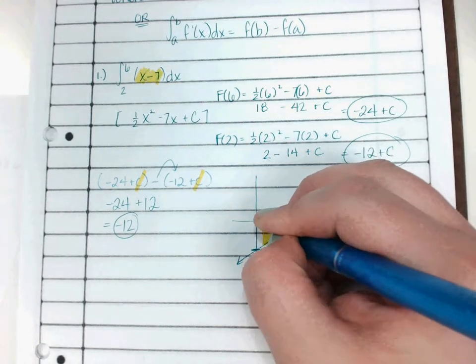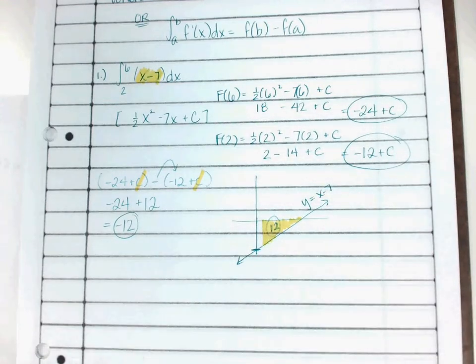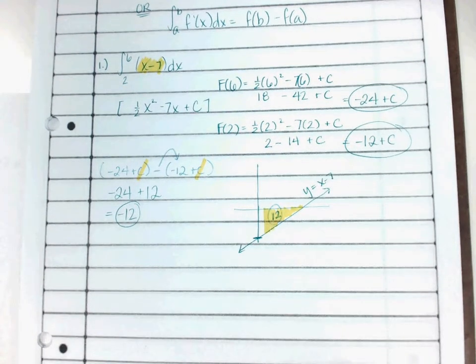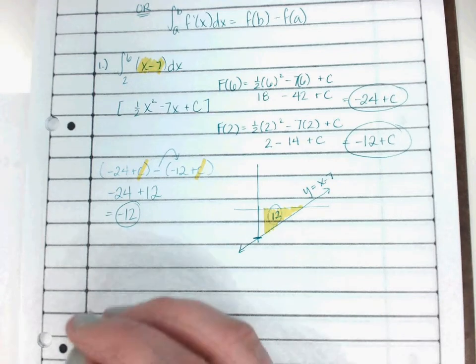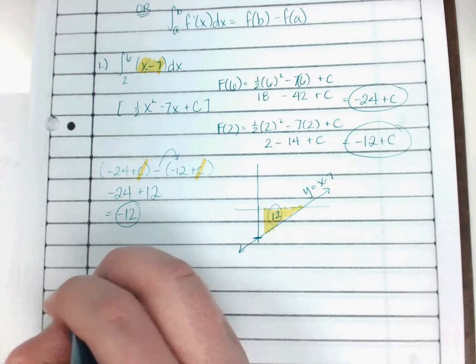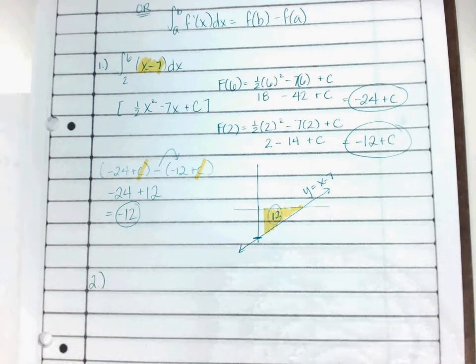Okay, so remember, that tells me, okay, guys, come on. That tells me that not only did I have 12 units of area, but they were all below the x-axis. Yeah? Okay, one example down. Only 6 more to go.